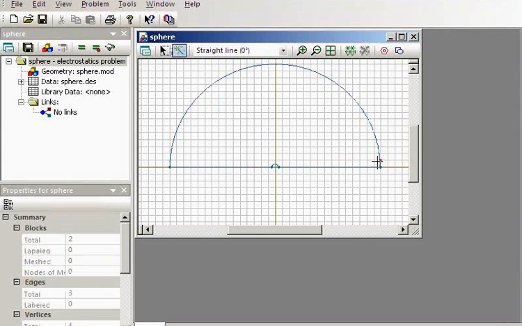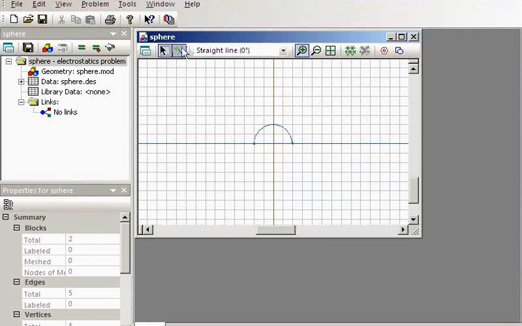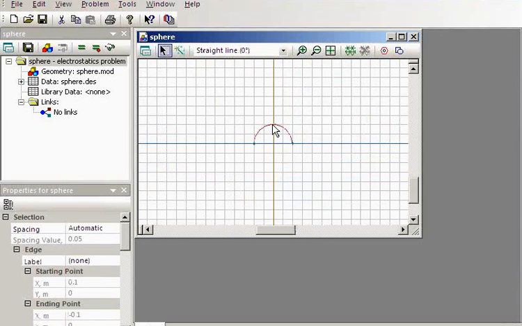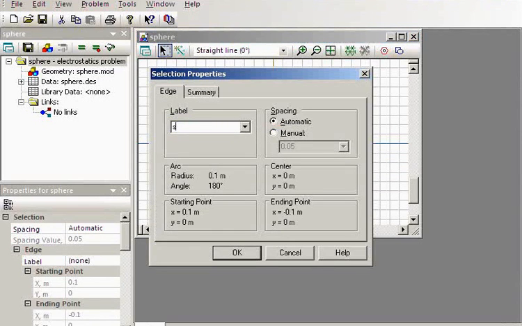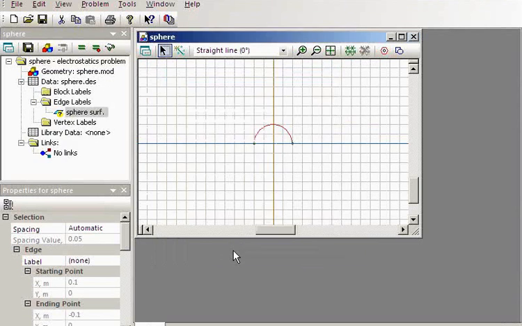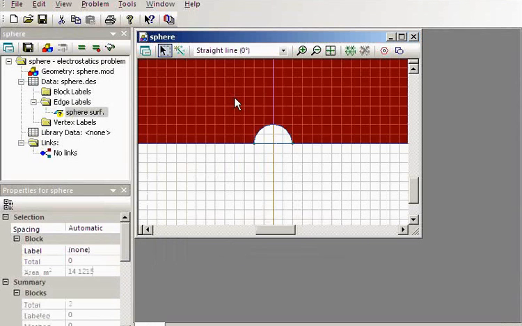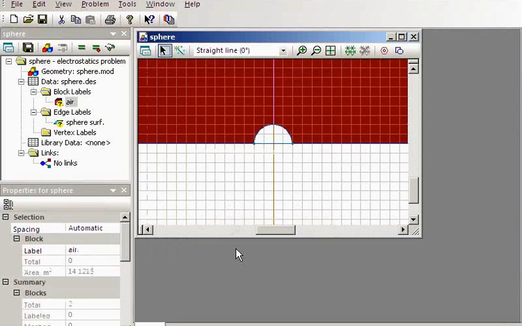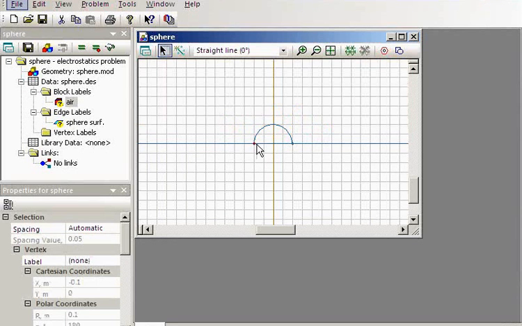Now my model is ready, and I have to assign labels to materials. There is no electric field in the sphere, so my conducting sphere is represented by its surface. Now this is the surface of the sphere. Around the sphere there is an air. I will put a charge on my sphere at this point.